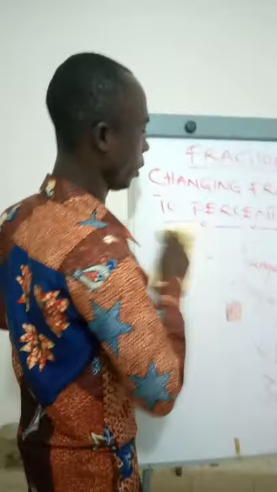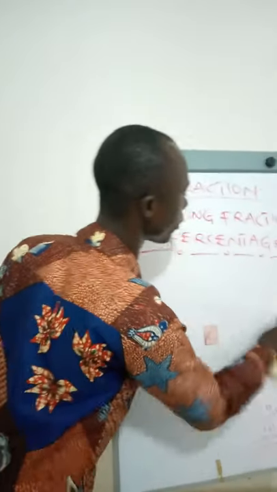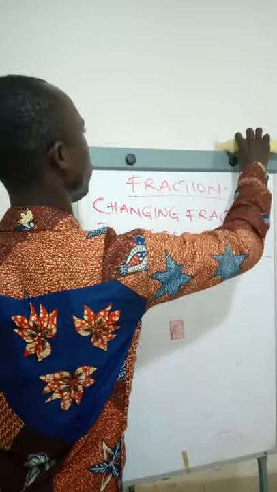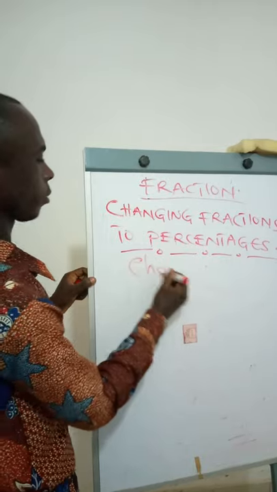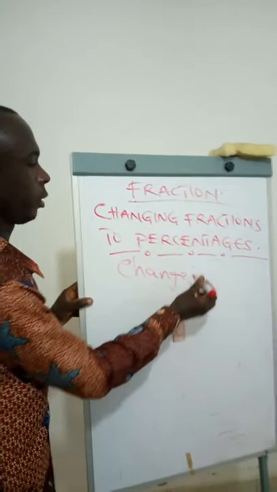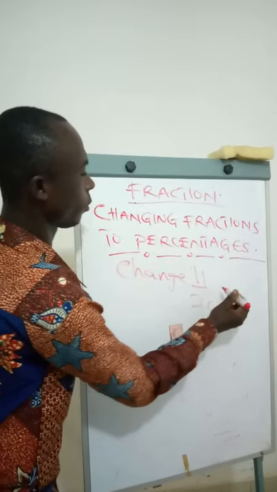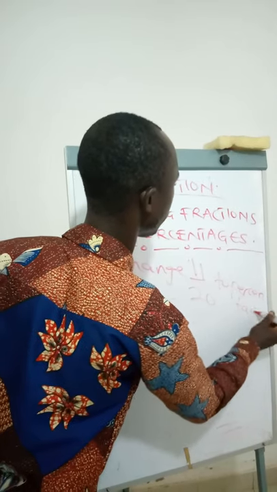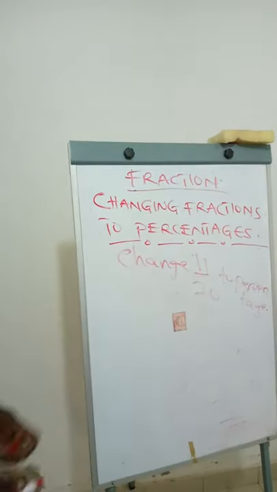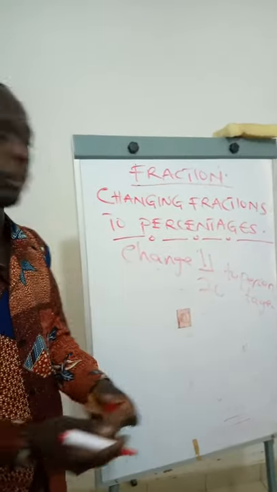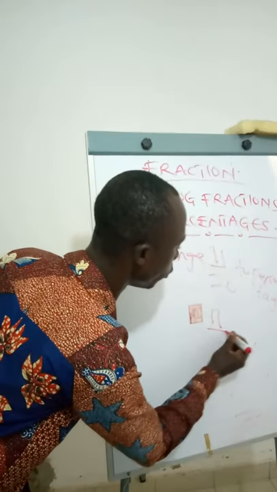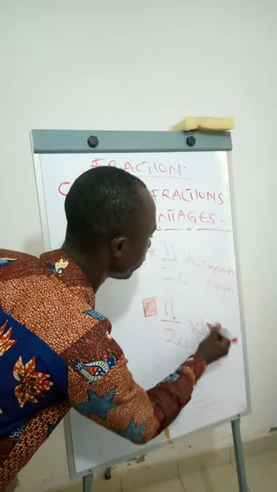Let's take the last example under this section. Change 11 over 20 to percentage. And to change every fraction to percentage, you multiply the fraction given by 100%. So it becomes 11 over 20 times 100%.